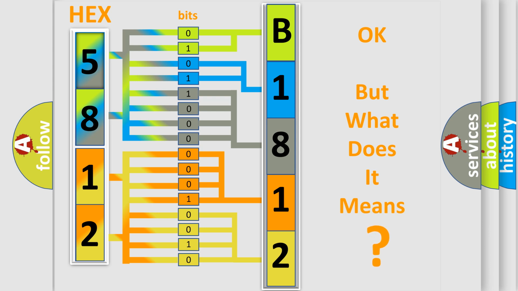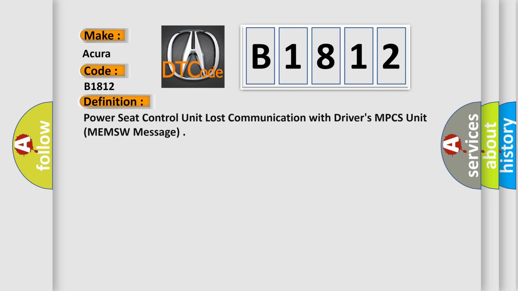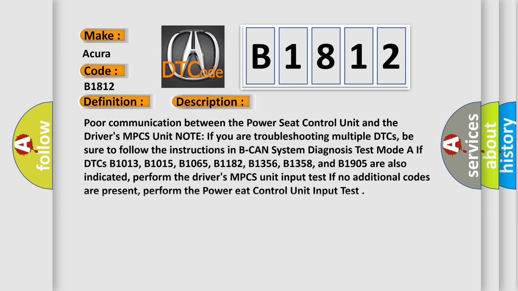The number itself does not make sense to us if we cannot assign information about what it actually expresses. So, what does the Diagnostic Trouble Code B1812 interpret specifically for Acura car manufacturers? The basic definition is: power seat control unit lost communication with driver's MPCS unit MEMSW message. And now this is a short description of this DTC code. Poor communication between the power seat control unit and the driver's MPCS unit.